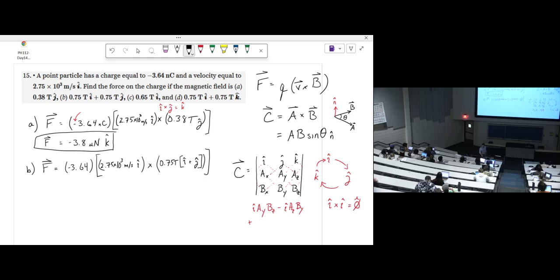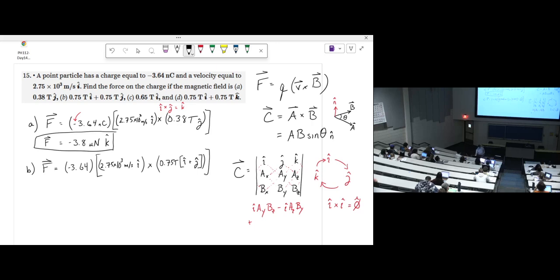Let me ask you this. In what direction will the resultant be pointing? In plus or minus I, plus or minus j, or plus or minus k? Which one of those 6? It'll be in minus k as well, right?